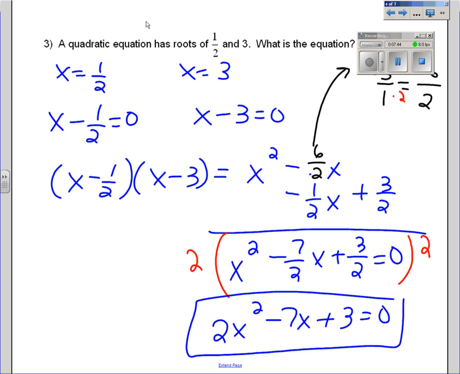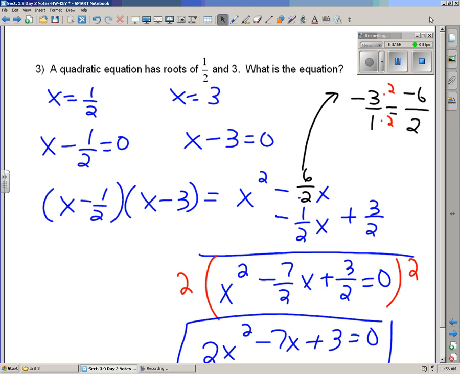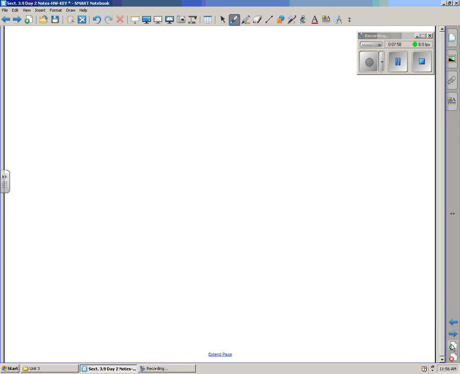We're going to do this by the sum and product also, but you still have to be able to add fractions to do this. So I'm going to get a new page here. X equals a half and x equals 3. So let me get new page. Okay, so same problem. X equals a half and x equals 3.